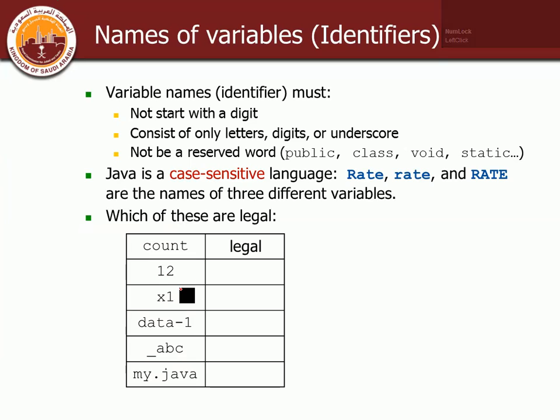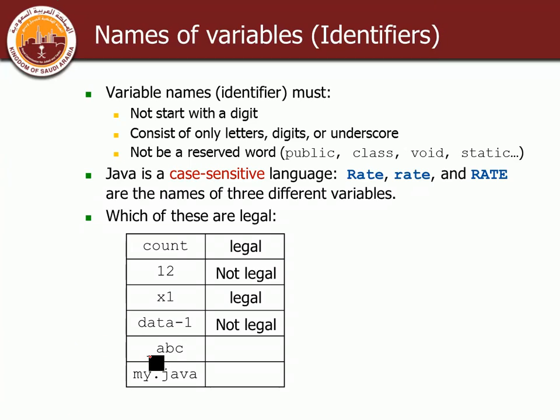What about the second one? It's illegal. Why? Because it starts with a number, so this is not acceptable. What about this one? X1. Legal? Everybody says legal? Yeah, it doesn't start with a number. It respects all of these. What about data-1? No, because of the minus sign. This minus is not acceptable, and this is why this is not legal.